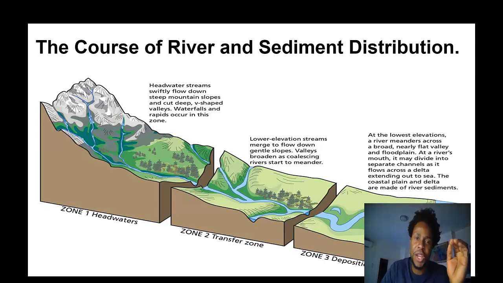So the point here is the energy of a river decreases as it moves from the source all the way to where it's going to empty itself into the ocean. The energy decreases, and as a result, the load that it carries, it will start dropping one after the other, beginning with the heavier ones.